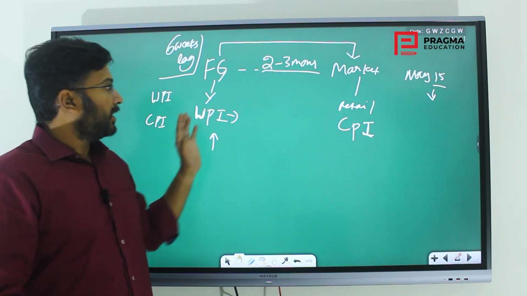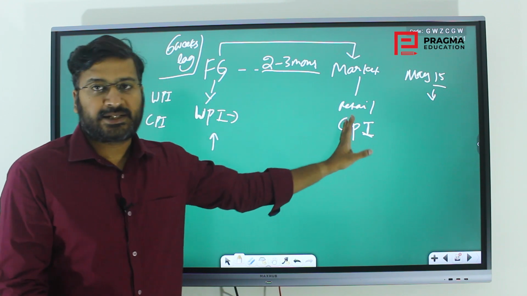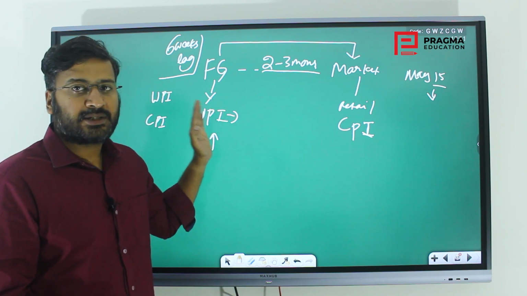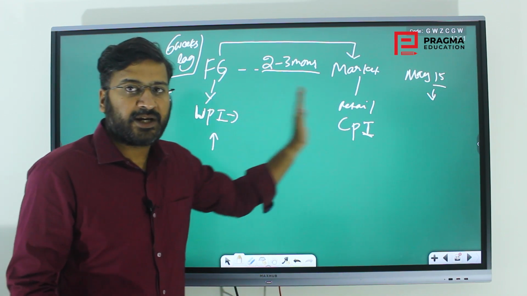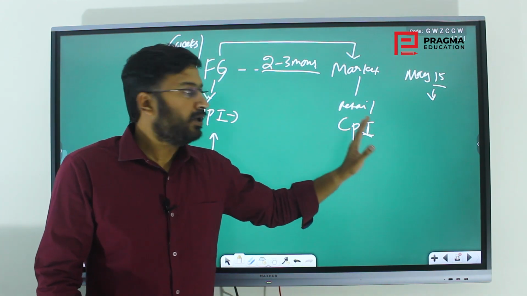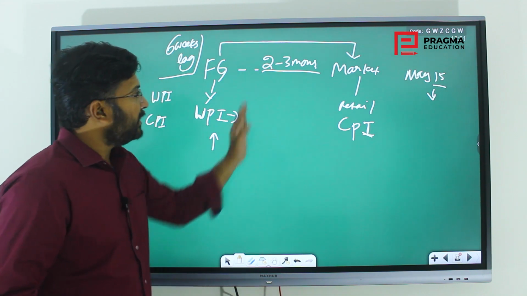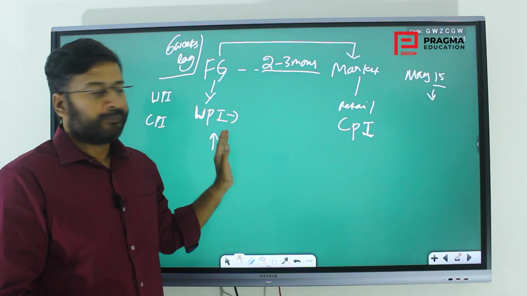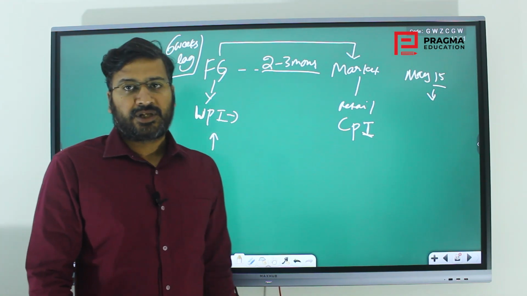So that is what happens, and this is the gap between WPI and CPI. It means the time taken by the products to come from the factory gates to the retail markets, into the shops, into the market. So this is like a head start. WPI will give insights into CPI.